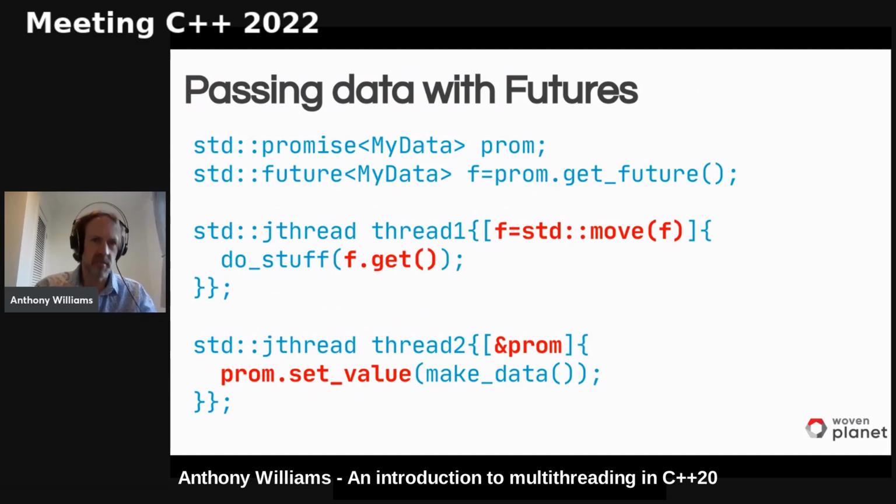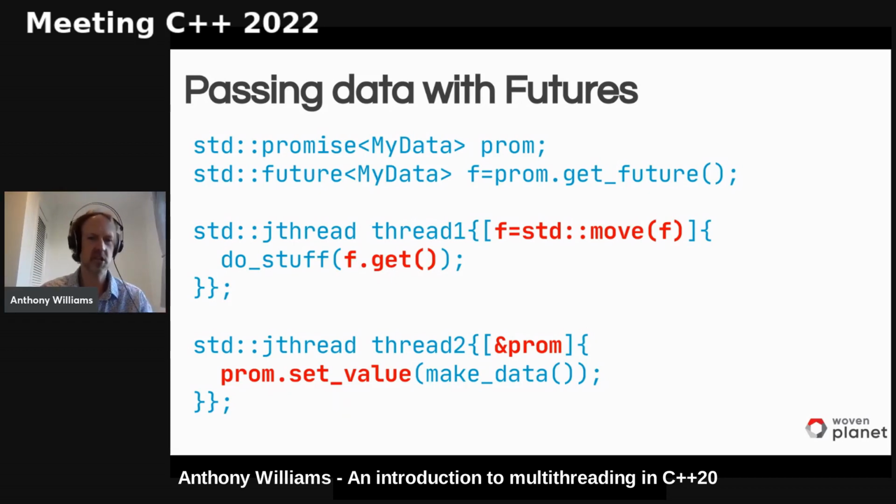So how might it look if we've got promise and future and we're trying to pass data from one thread to another? So we construct our promise, we get the future value from the promise, we then move that future, they're movable, not copyable, so we have to move it into the lambda that's going to our thread, and then that lambda can then call f.get and then process the result.